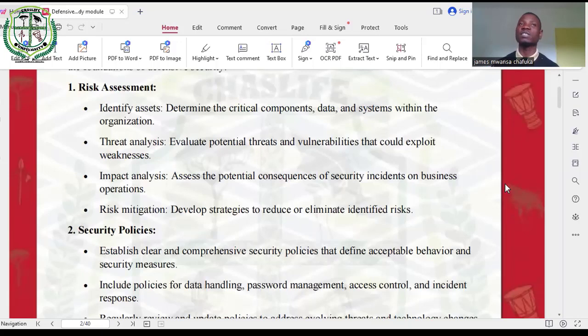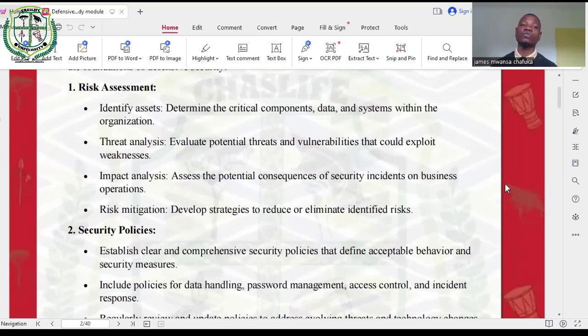Risk mitigation focuses on developing strategies to reduce or eliminate identified risks. So you should be able to identify the strategies in advance, before anything can happen. If anything was to happen, there should be another mitigation that can help the computer system find a way out.